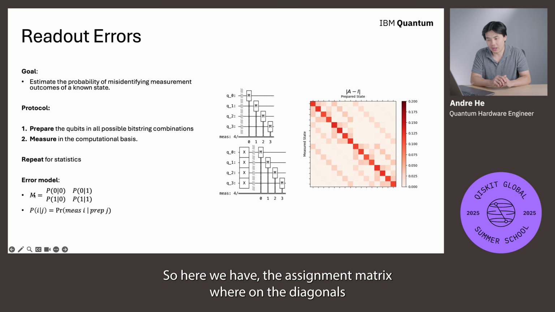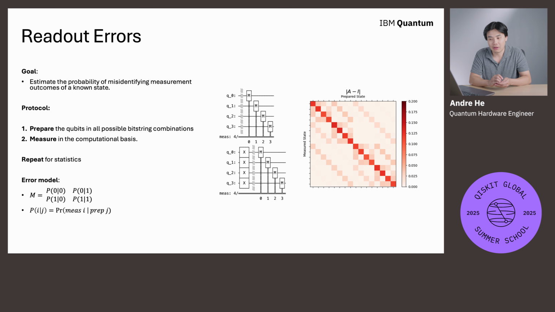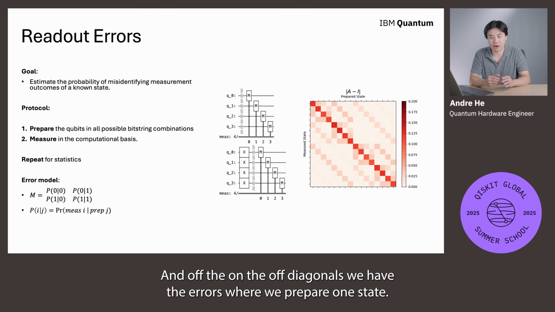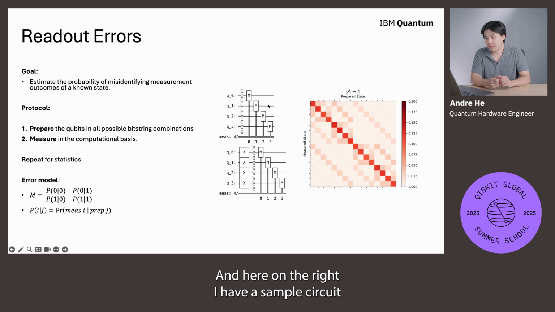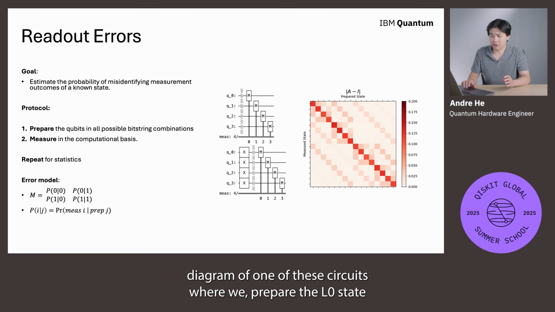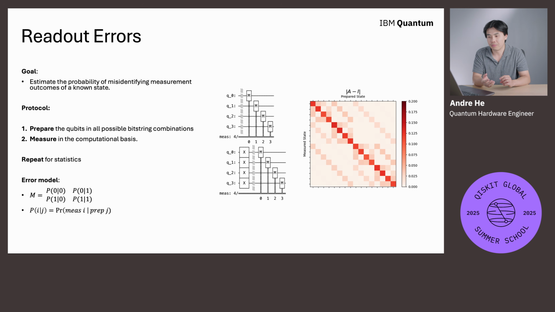So here we have the assignment matrix, where on the diagonals, we have the measurement fidelities for each state that we've prepared. And on the off diagonals, we have the errors, where we prepare one state but measure the other. And here on the right, I have a sample circuit diagram of one of these circuits where we prepare the all 0 state and then measure, and then on the bottom, prepare the 1 state and then measure.